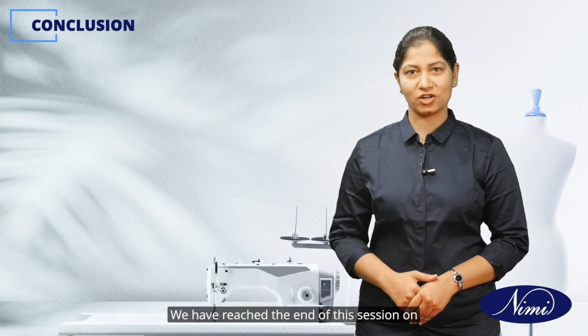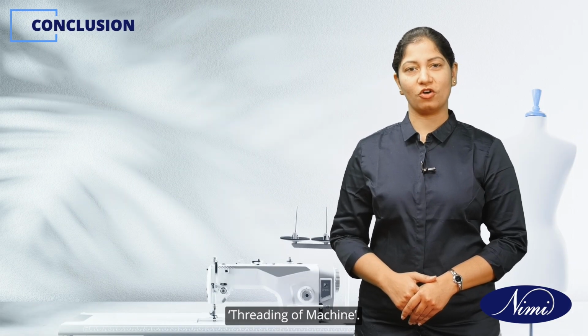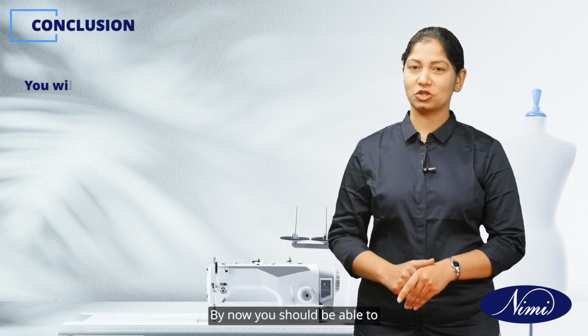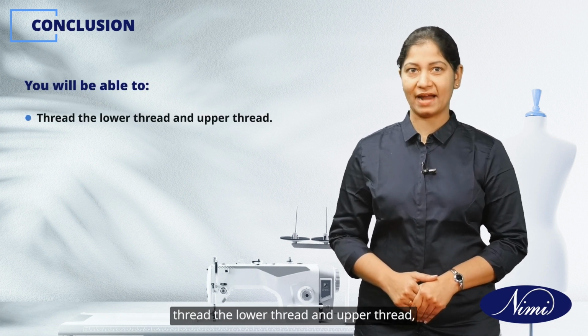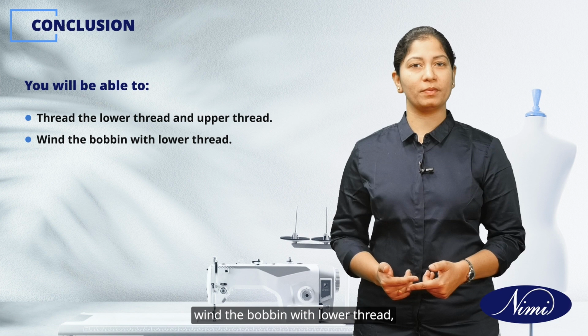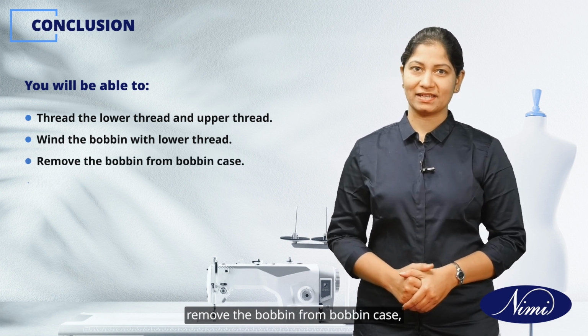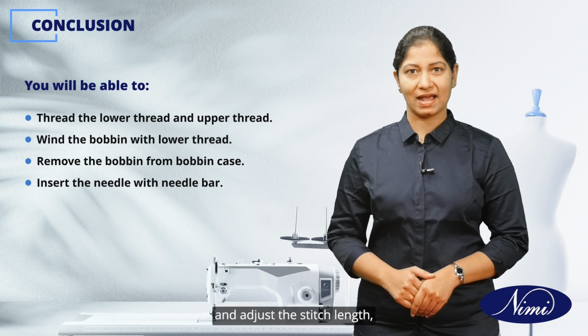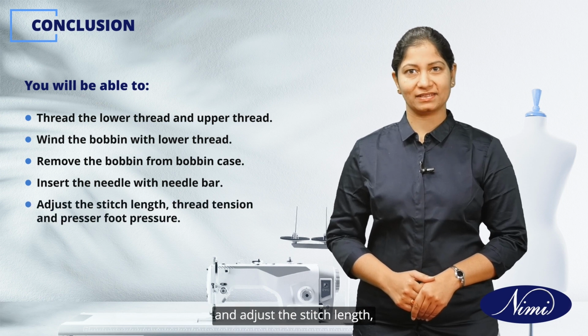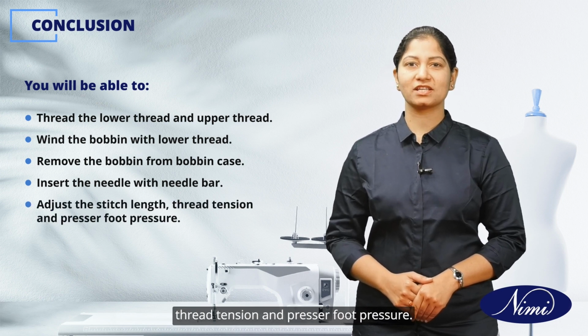We have reached the end of this session on threading of machine. By now, you should be able to thread the lower thread and upper thread, wind the bobbin with lower thread, remove the bobbin from bobbin case, insert the needle with needle bar, and adjust the stitch length, thread tension and presser foot pressure.